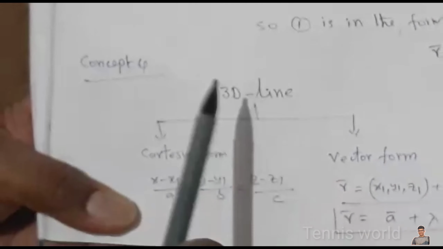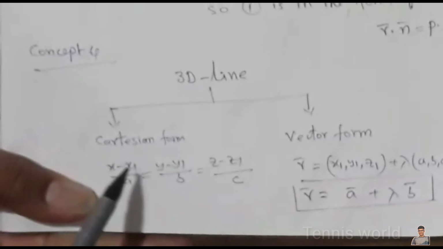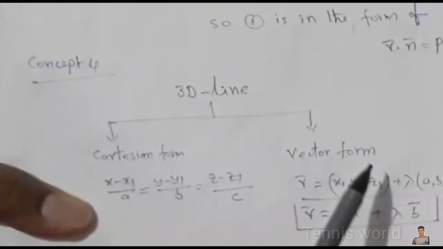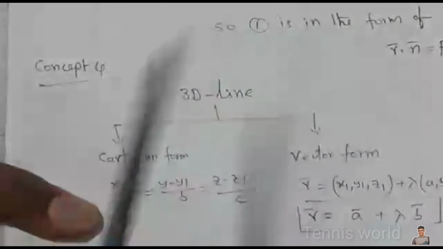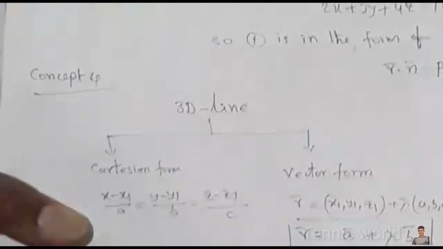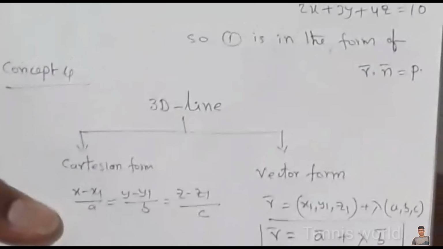Then come to concept number 4. Similarly, take the 3D line. This is the Cartesian form of the line and this is the vector form. Now I am going to explain, when the Cartesian form of the line is given, how to convert it into the vector form.